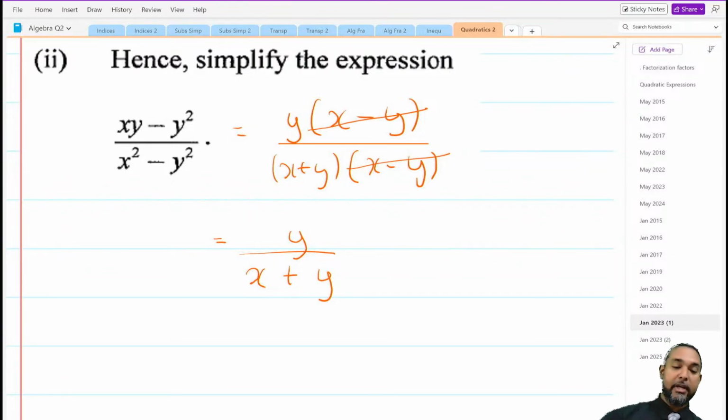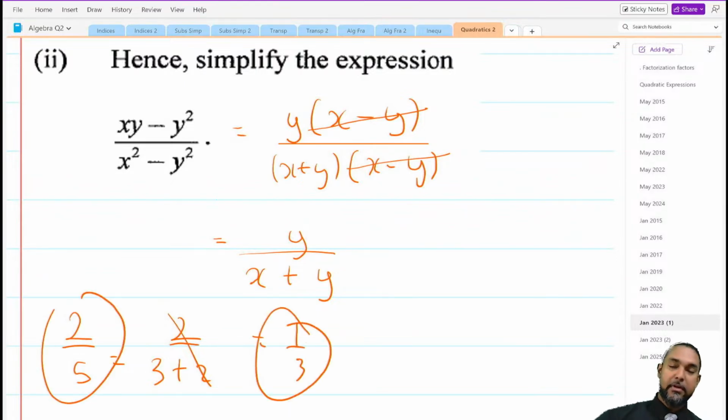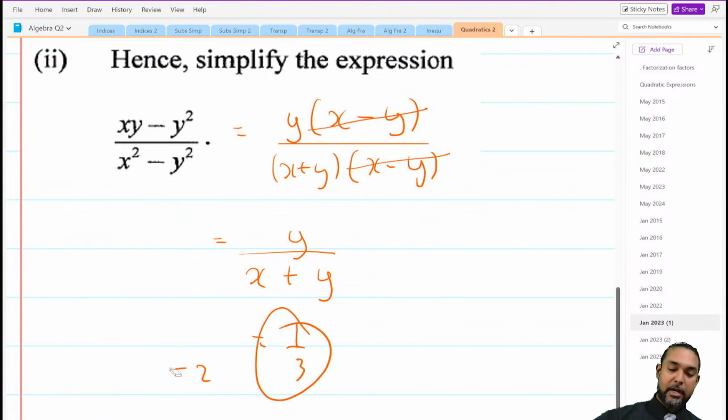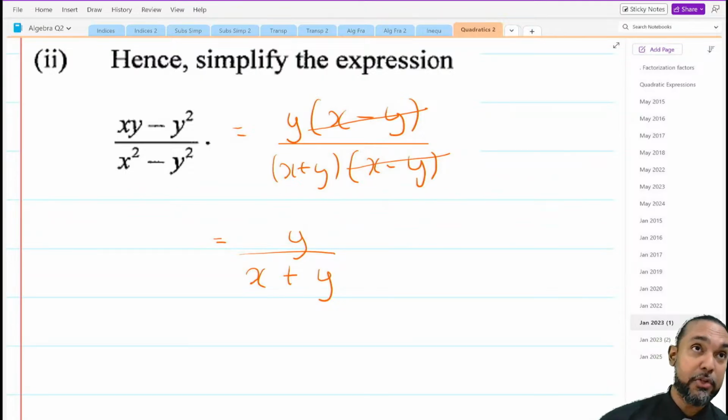That's like me telling you, okay, if you have 2 over 5, you could rewrite 5 as 3 plus 2, not so? And then you could cancel this. So that's equal to 1/3. Is 2/5 equal to 1/3? No. So you cannot cancel if you have addition and or subtraction in the numerator and denominator. There's a specific way to do it, but you have to cancel like the entire bracket. All right?